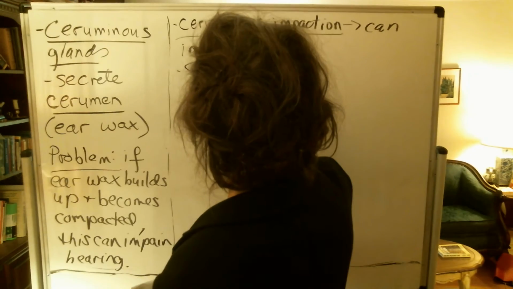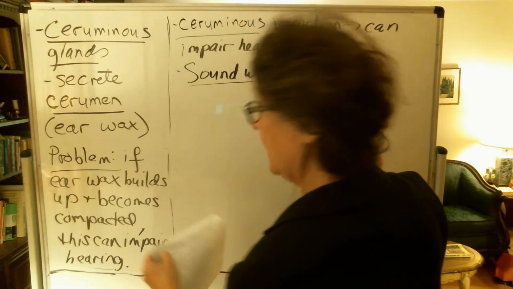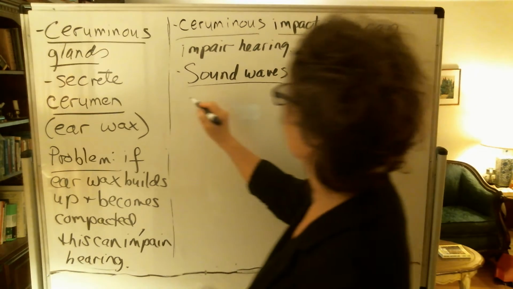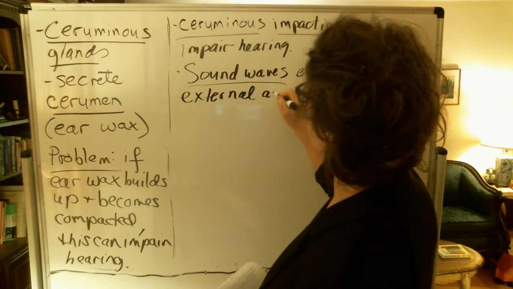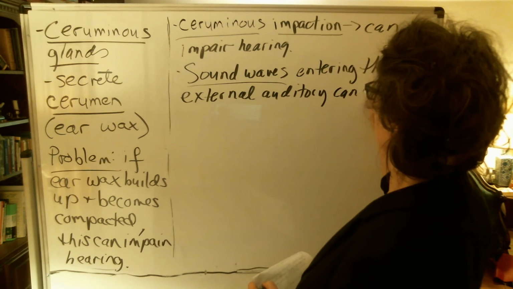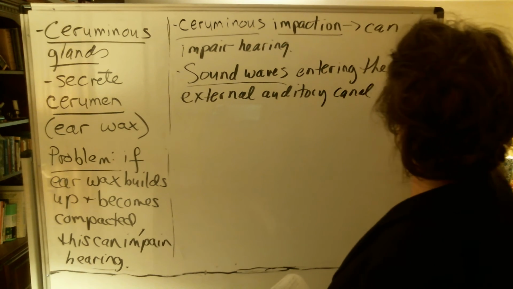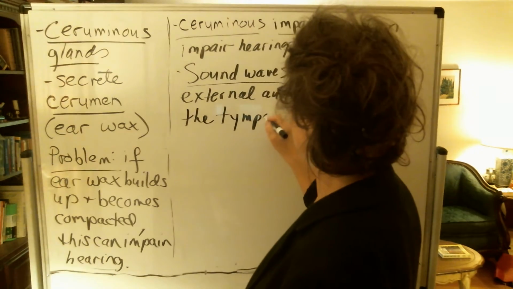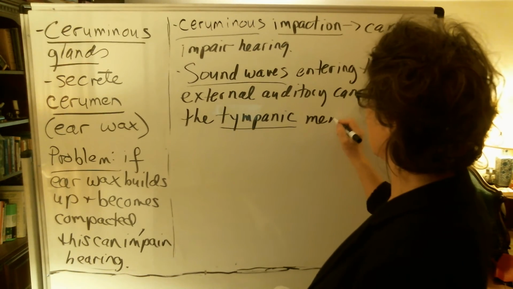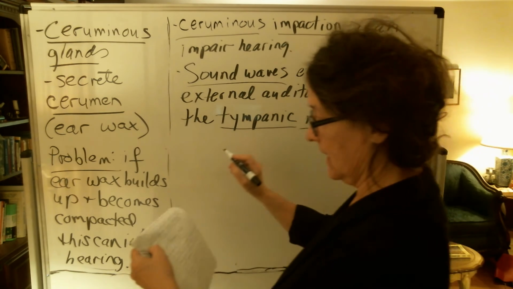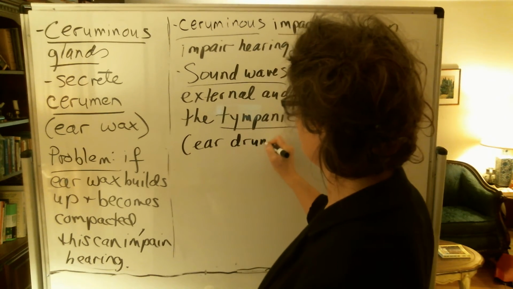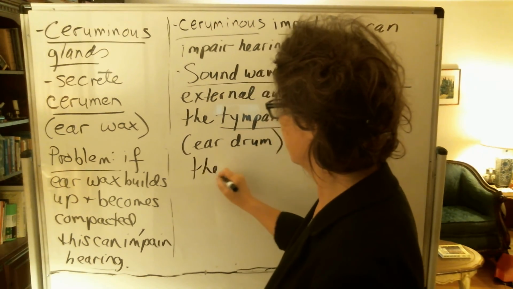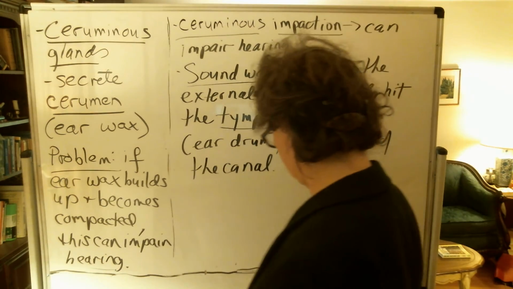And then sound waves, these vibrations that create sound waves, entering the external auditory canal at the other end then hit the tympanic membrane, otherwise known as the eardrum, at the end of the canal. So what does this all look like then?